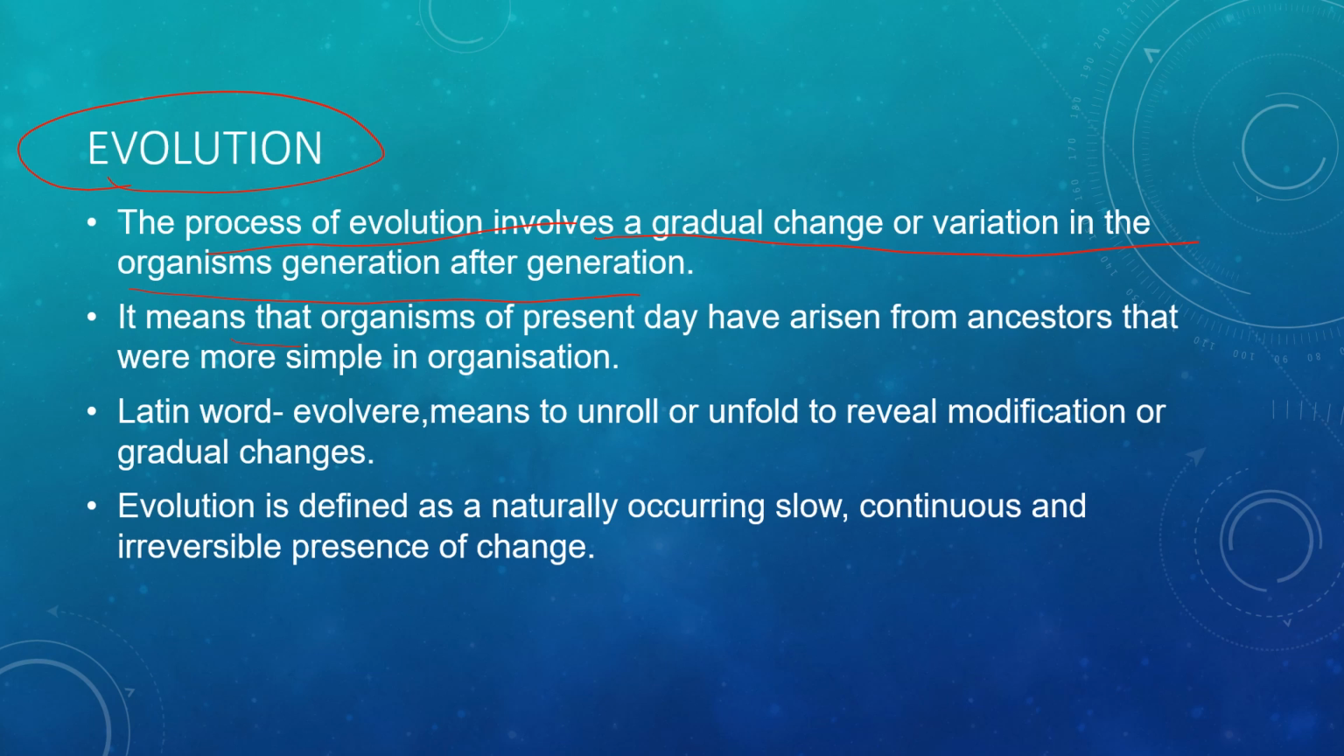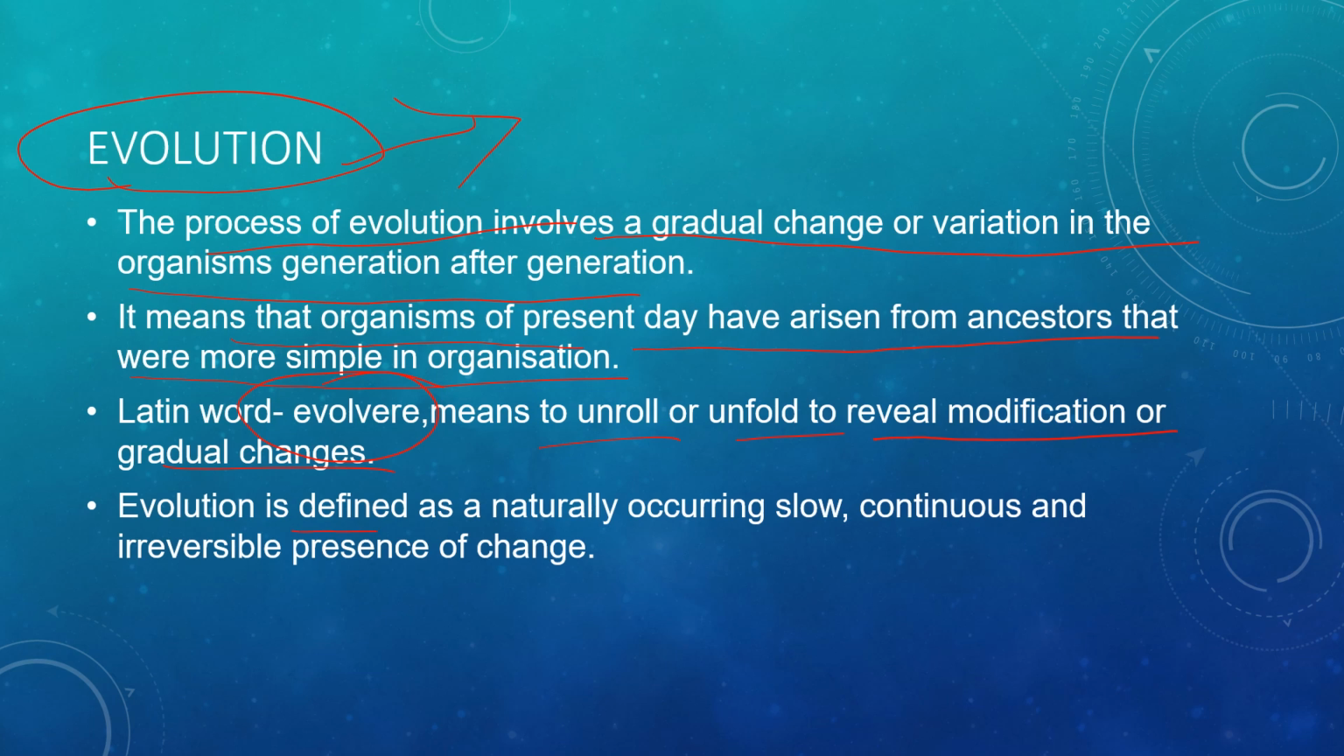So evolution means that organisms of the present day have arisen from ancestors that were more simple previously, simple in organization. So where does this term evolution come from? This term is a Latin word. It comes from evolvere, which means to unroll or unfold, to reveal, and modification through gradual changes. So modifying a body, or gradual changes in a body, is called evolution.